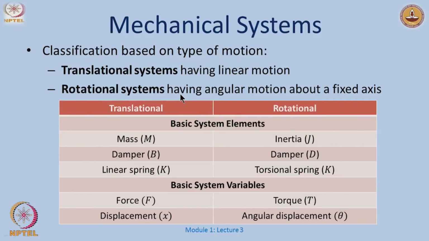Okay. So, what are the basic things here? If I talk of translational motion, my basic system variables would be a force which causes a certain displacement. In the rotational motion or the angular motion, I have a torque which produces some kind of an angular displacement. What are the basic building elements? I will have a mass, which is essentially like a kinetic energy element.